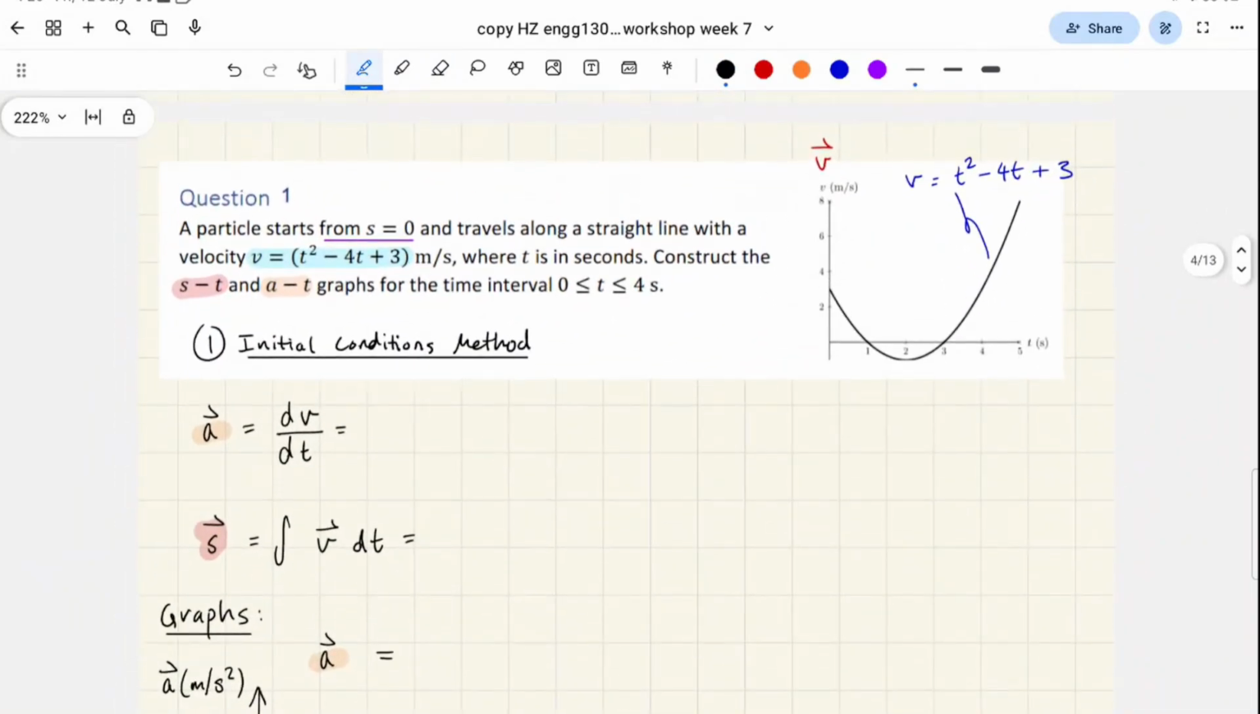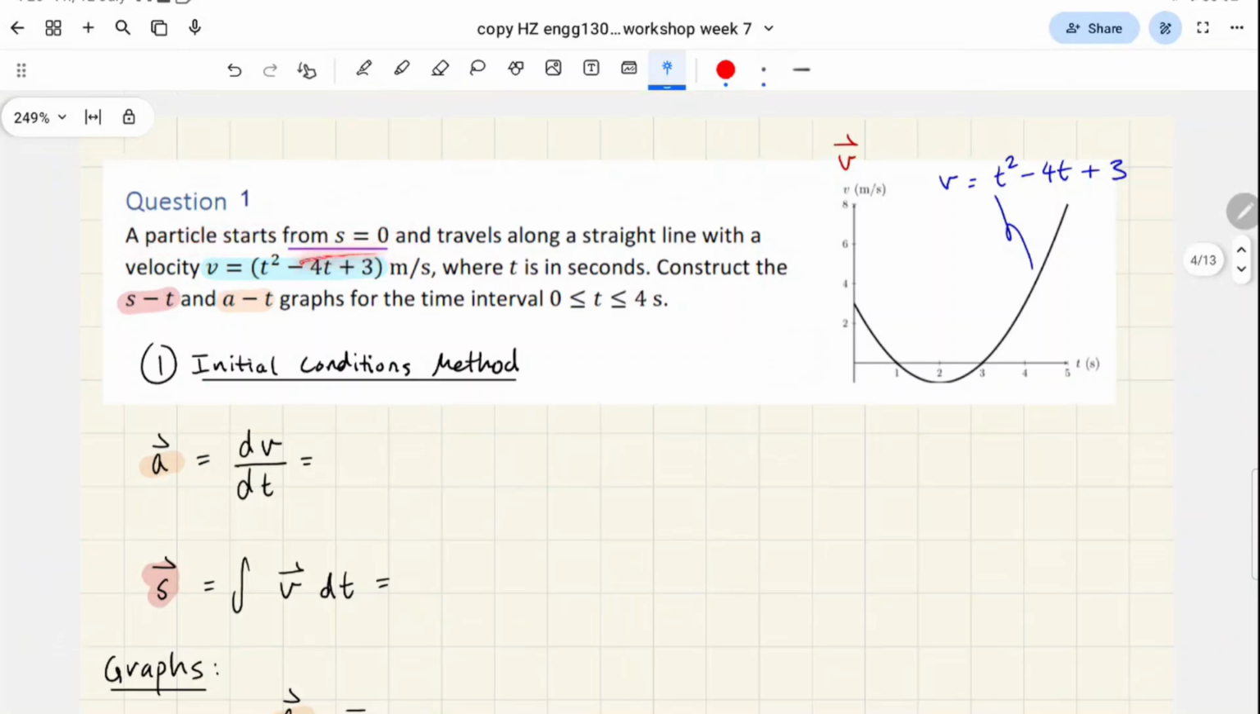Okay, so here's the first question. Basically, there's a lot to absorb. Let me just get it up. It says a particle starts from displacement equal to 0, so that's just 0 on your coordinate system, and travels along a straight line. That's rectilinear motion, right? With a velocity given by an algebraic expression, where t is in seconds. Construct the s-t, meaning displacement versus time graph, and the a-t, meaning acceleration versus time graph. The time interval we care about, so our domain will be 0 to 4 seconds.